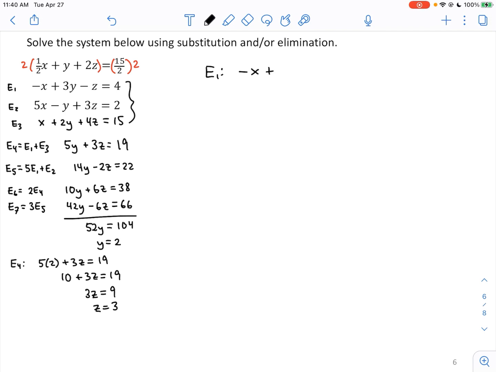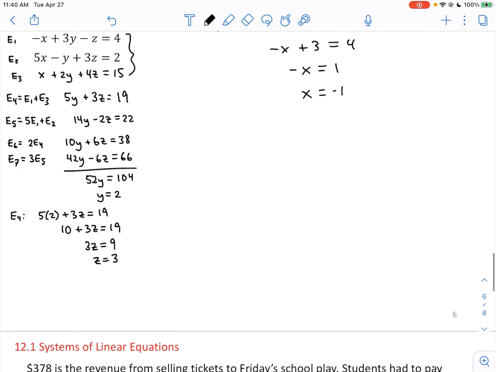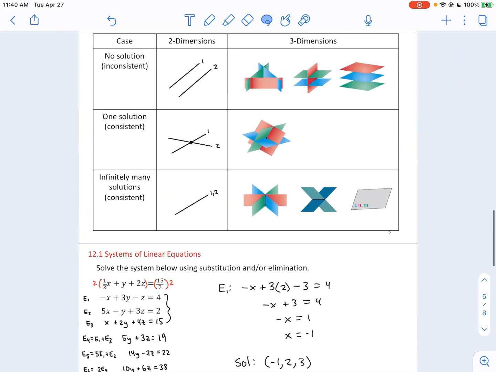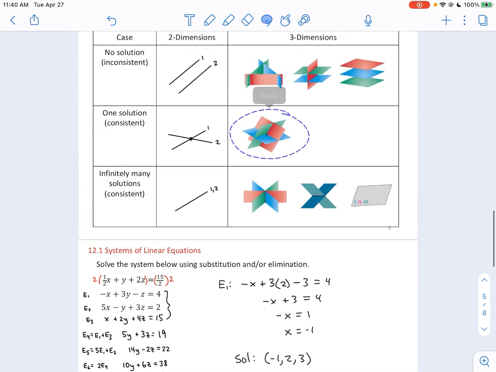So equation 1 is negative x plus 3y, and y we discovered is 2, minus z, and z we discovered is 3, is equal to 4. So we get negative x plus 6 minus 3, so that's going to be plus 3, is equal to 4. Subtract 3 from both sides, we get negative x equals 1, therefore x has to be negative 1. And so our solution looks like we get a single point. Our solution is negative 1, comma, 2, comma, 3. And so we have this case right here. We have 3 planes that intersect at that single point.